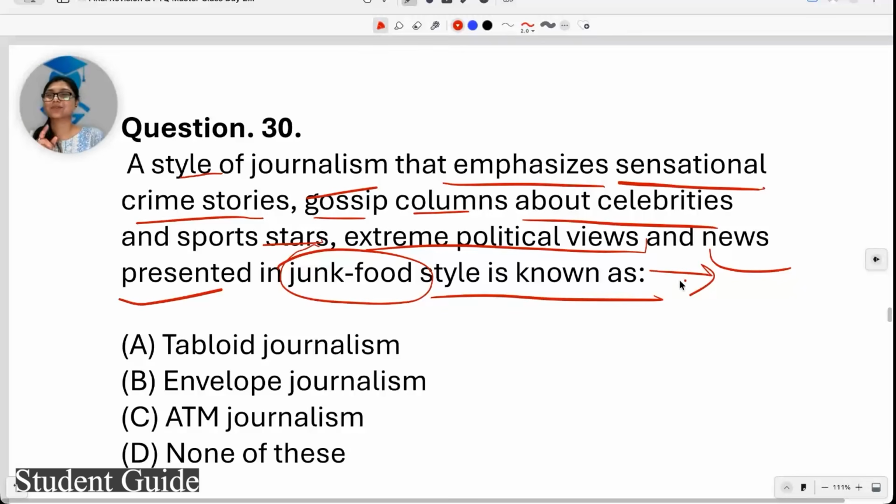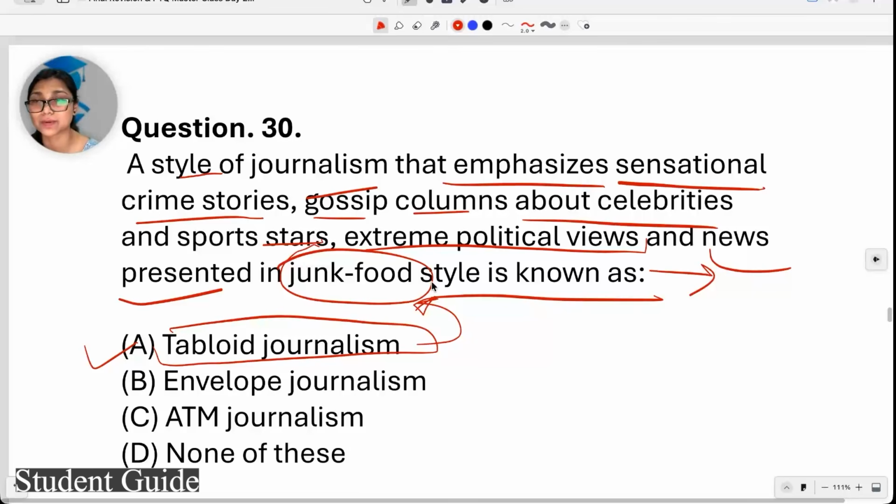The correct answer for this question is option A, tabloid journalism. In tabloid journalism, it is gossip type of news, more sparkle, kind of junk food type of news. Those news items are about gossip, celebrities, or sports stars. It means a kind of masala type of news is shown in this type of tabloid journalism. All of these options are kind of negative journalism.